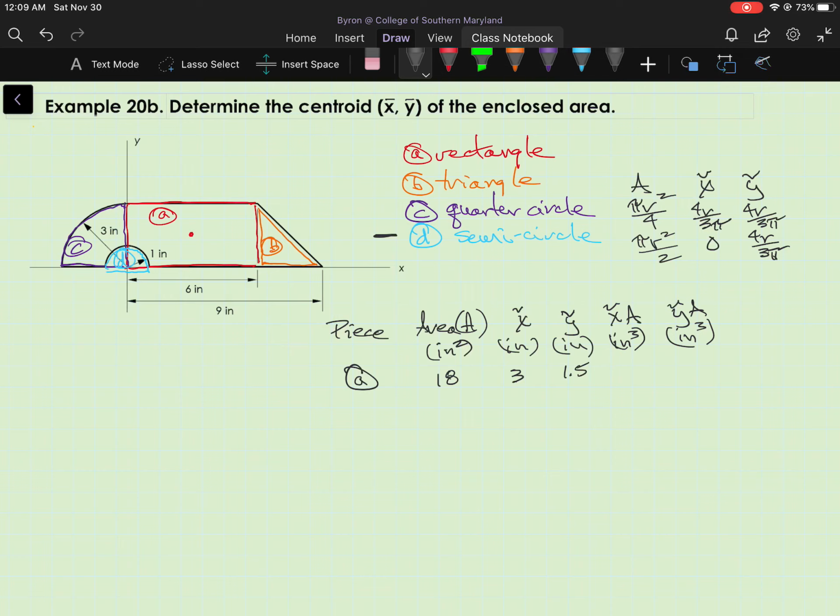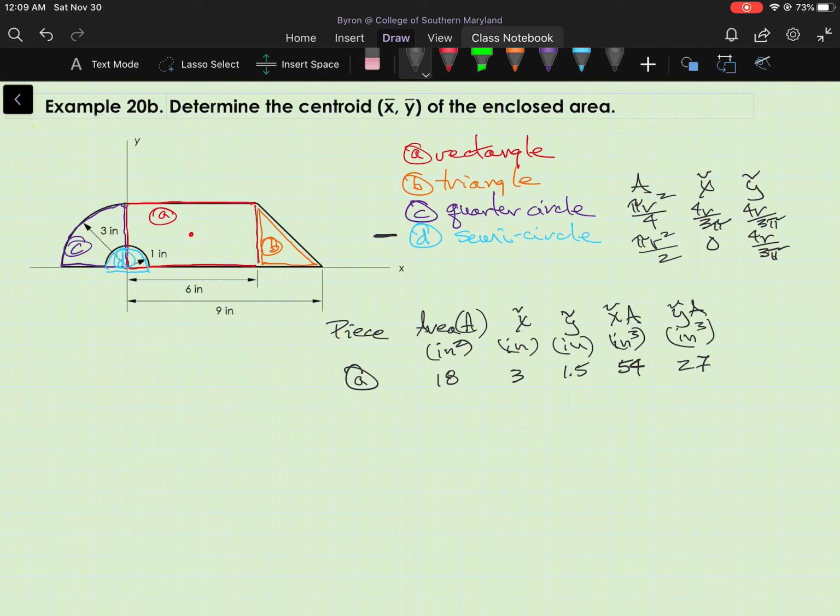Now when we get to the triangle, we'll see how you need to take into account the distance of the centroid from the x and y axis, and I'll show that when we get to that. Okay, so I'll go ahead and do these calculations while I'm here. X tilde A is 54, and Y tilde A is 27.